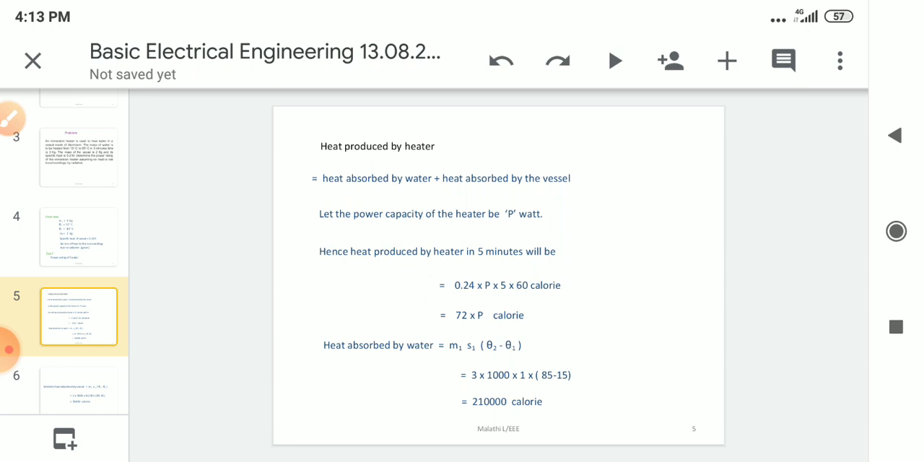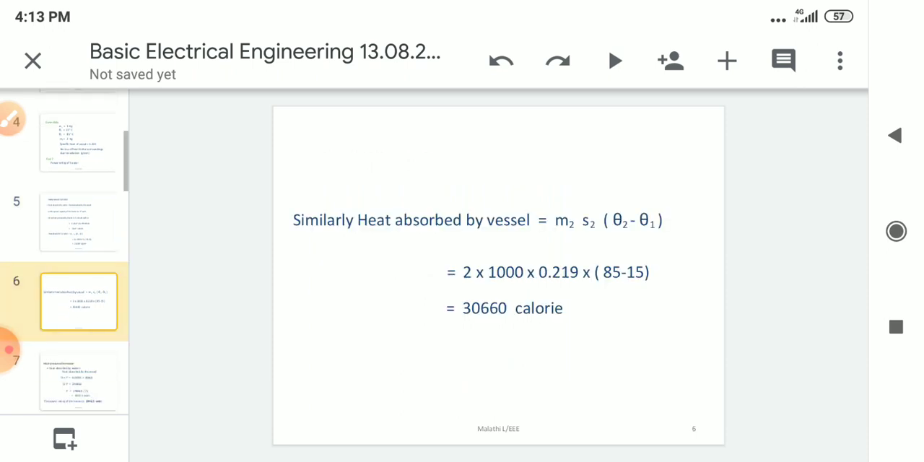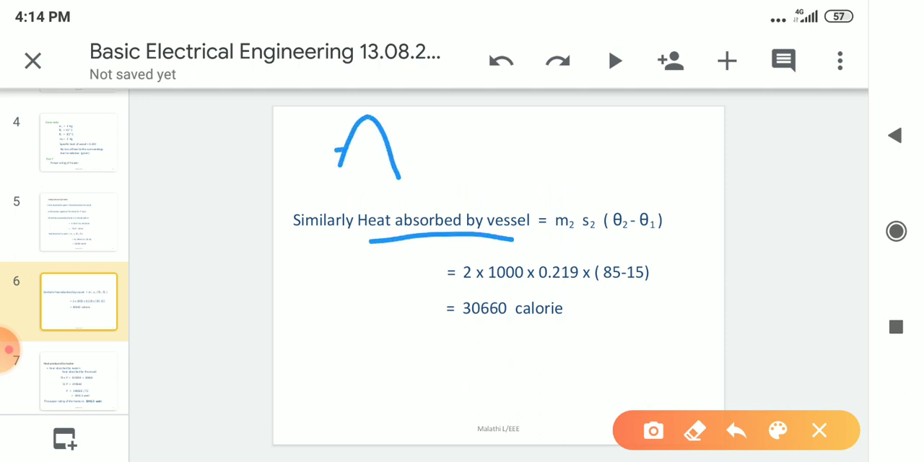Next, heat absorbed by the vessel also we have to find. This is the heat absorbed by the vessel: m2 s2 (theta 2 minus theta 1). Here m2 is 2 kgs, they are given. This vessel is made of aluminium, right? So 2 kgs, that's why 2 into 1000. Next, the specific heat of this aluminium is 0.219. Theta 2 and theta 1 are 85 and 15. Substitute these values, then we get this answer.